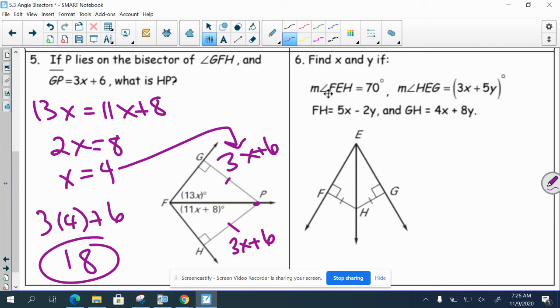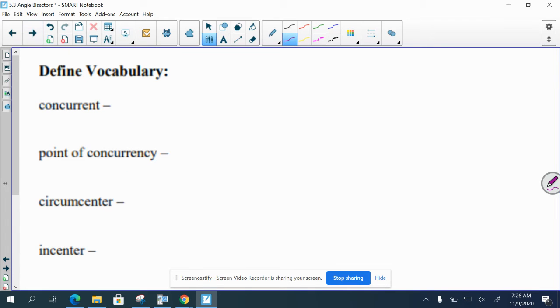All right, and then this is just a similar problem. We're going to go ahead and skip this one just to save some time for you. And now we're heading into the point of concurrency of the angle bisectors.